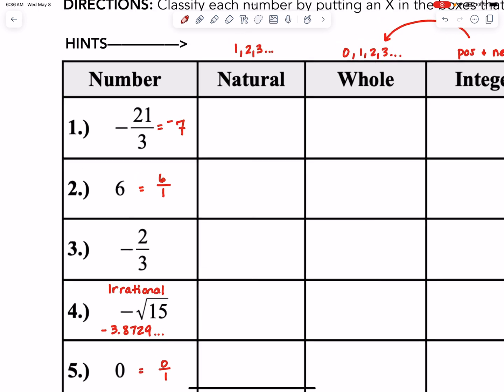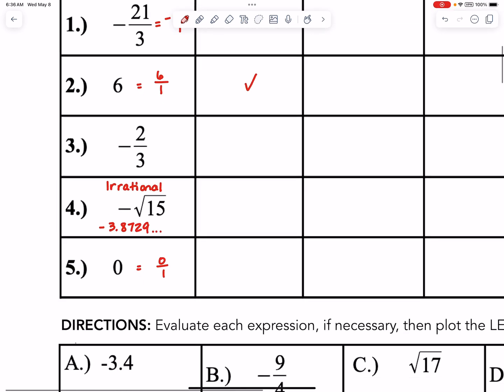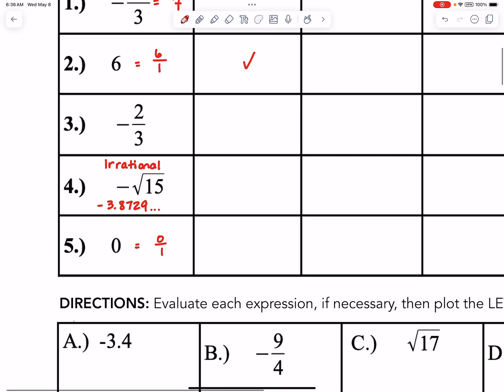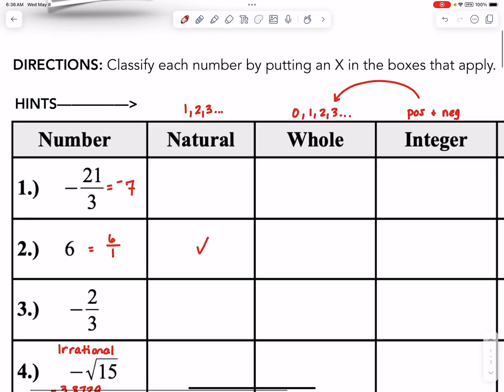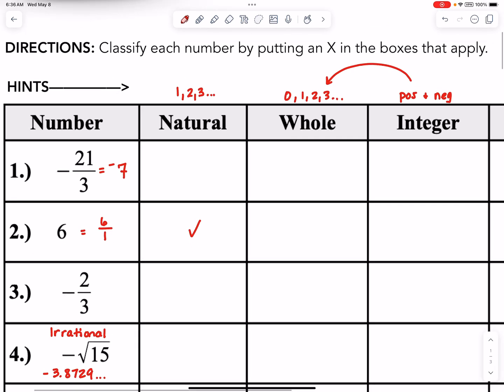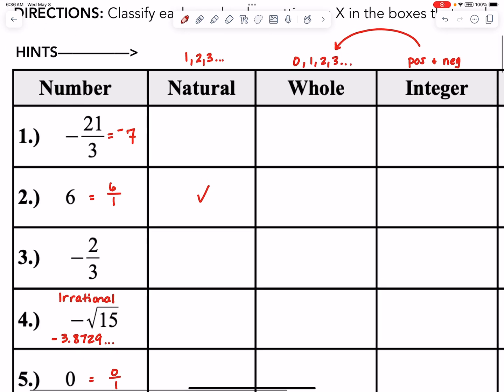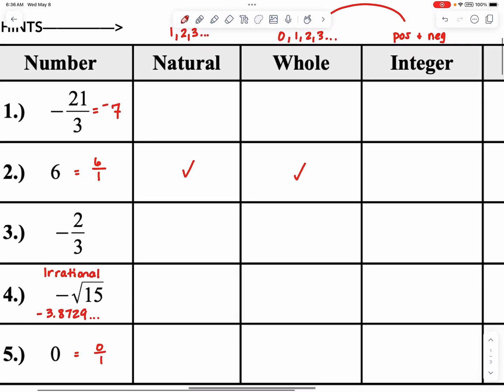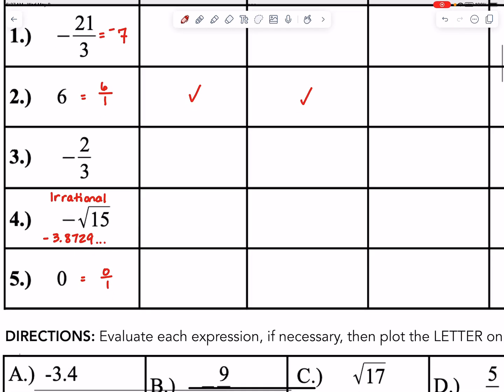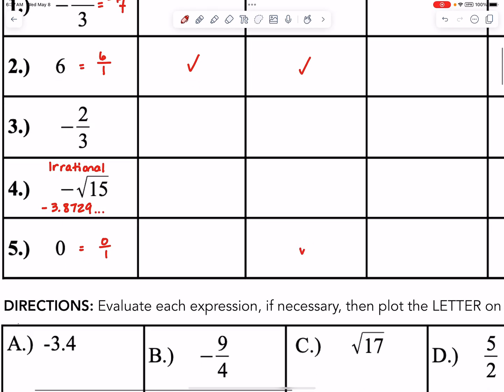Okay, and I'm going to ask these questions of, starting here, if I say 1, 2, 3, and so on, would I say -7? Well, no. What about 6? Yes. No to the -2 thirds, no to the irrational, and I wouldn't say 0 either. Okay, so now we go to the whole numbers. If I say 0, 1, 2, 3, and so on, will I say -7? No. Will I say 6 still? Yes. Will I say 2 thirds? Nope. Irrational? No. 0? Yes.